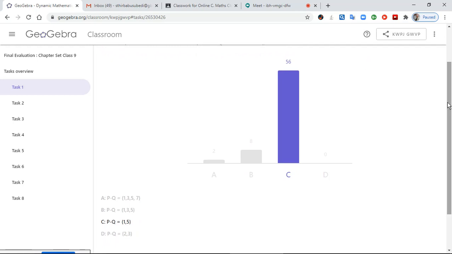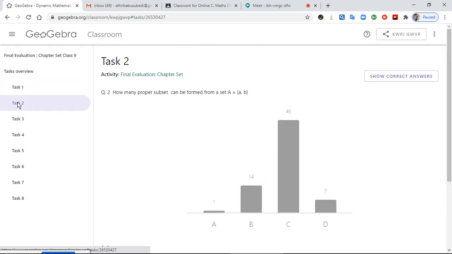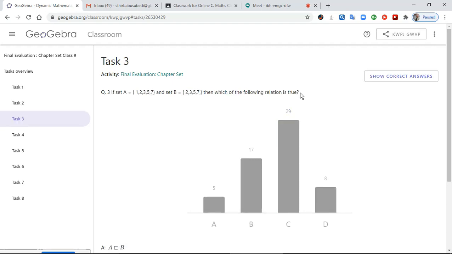What is the correct answer? And check yourself, dear students. Okay, let me show you the correct answer. Task 1, the correct answer is C. Dear students, what correct answer do you see? Yes, C is the correct answer. 56 students got the correct answer. The tick in the correct answer of first number. 57 students. Now moving to task 2.